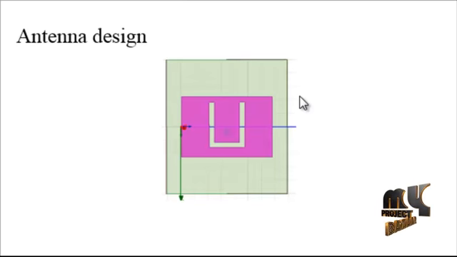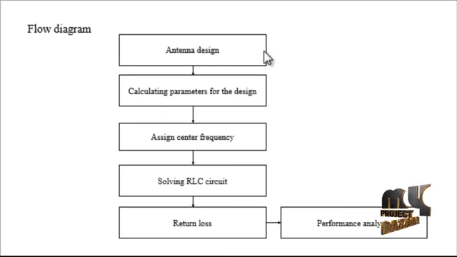In this antenna design, this is the substrate, and this is the patch, a rectangular patch. Here we use a single U-slot. At the bottom of the substrate we use the coaxial probe feed, which is very useful for most antennas. Here we use the coaxial probe feed only. That is all about the antenna design, and then calculating the parameters for the design.